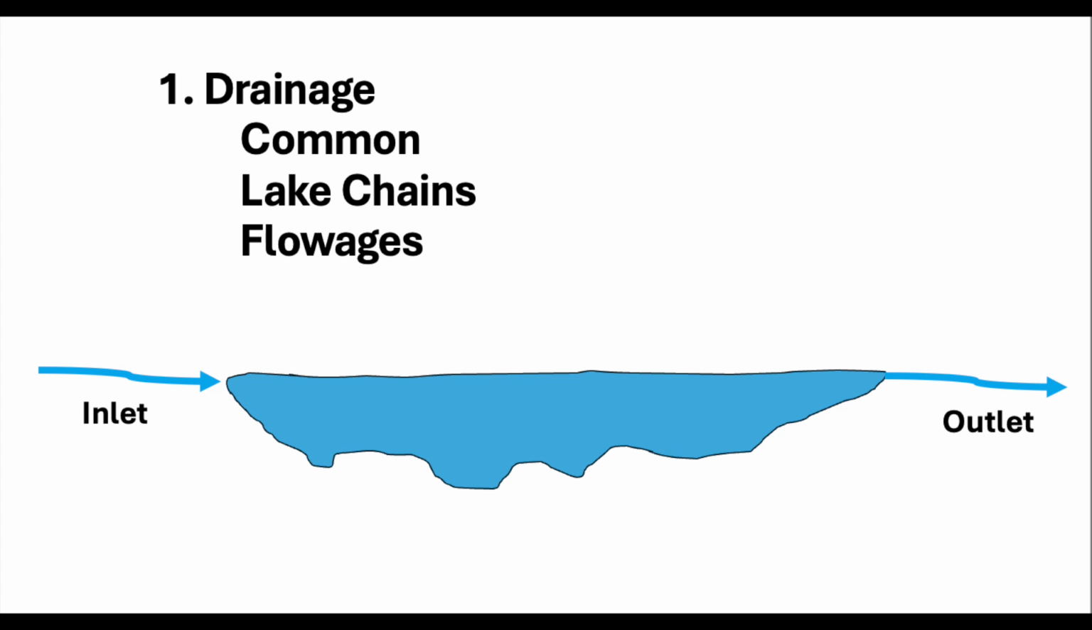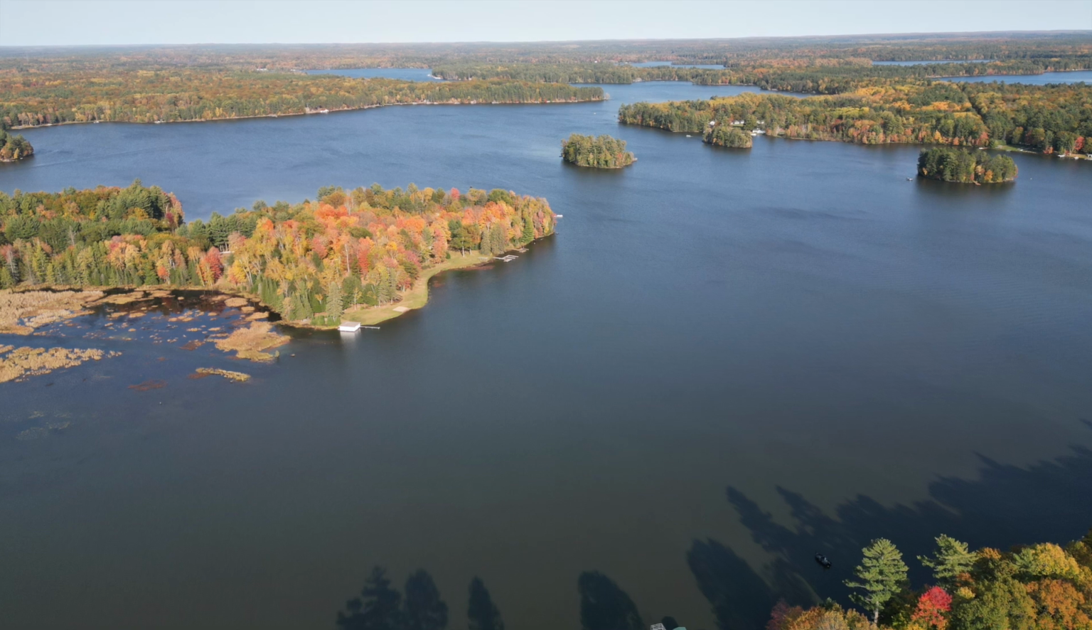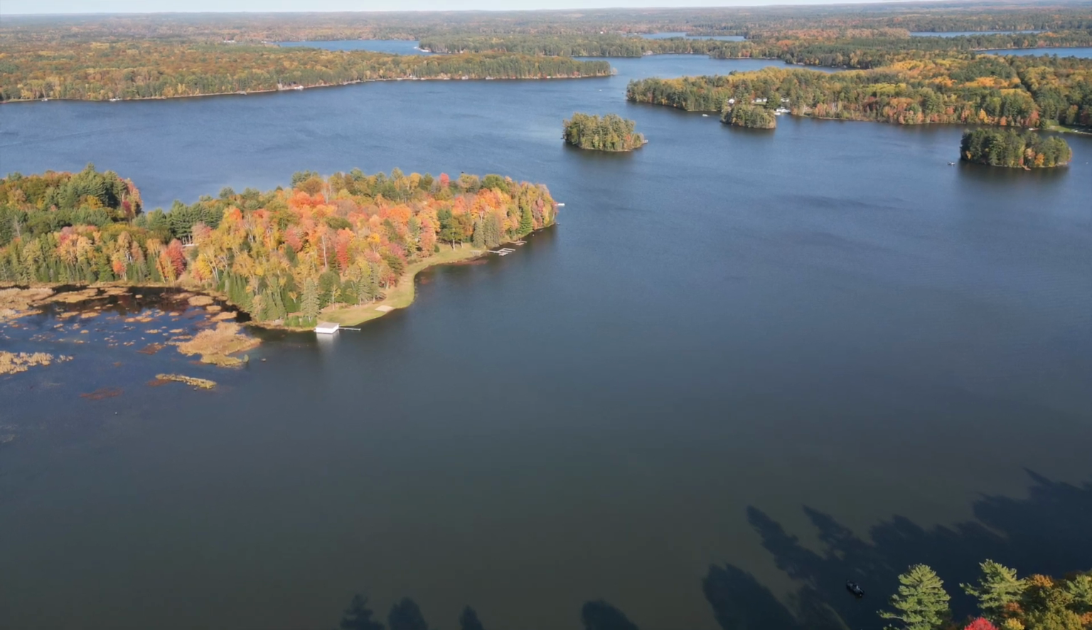First style lake we'll look at is the drainage lake. They're super common. Those are your lake chains, your flowages. You can identify an inlet and an outlet in these sorts of lakes. Generally speaking, they're shallower. Doesn't mean that the water quality is poor. It's just that the oxygen levels are kept up by the inlets and the outlets.